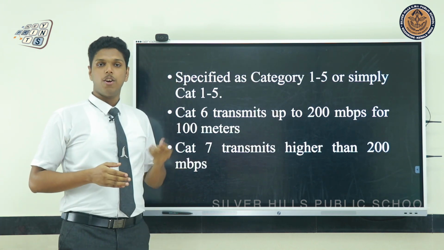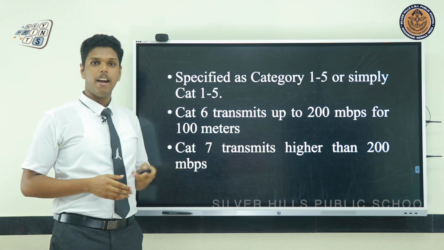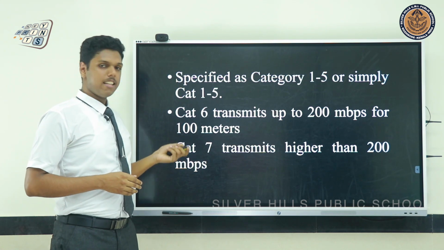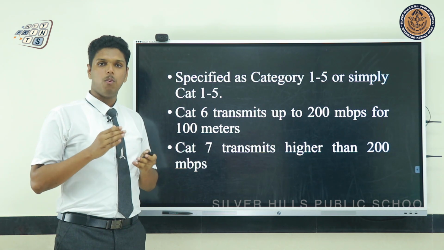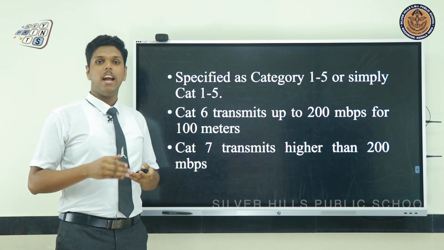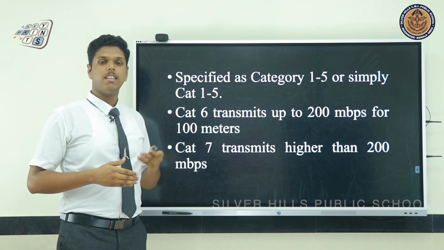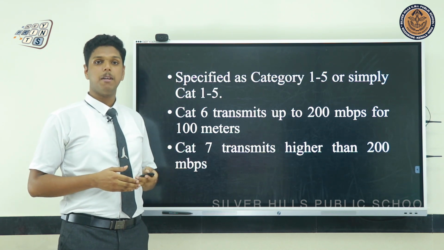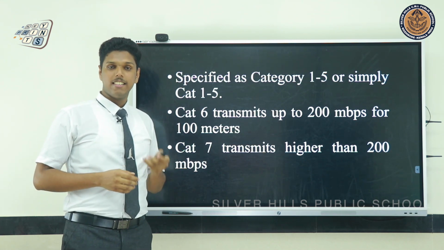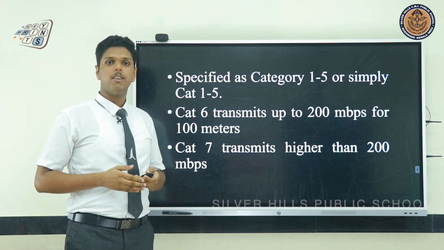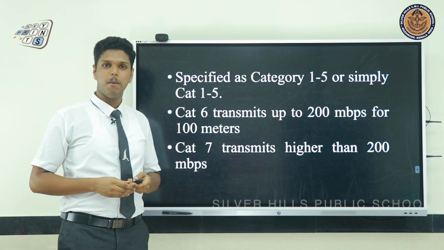There are several categories of twisted pair cables available, and they are divided into category 1 to 5 or Cat 5, and next is category 6 and category 7. So category 1 to 5 or Cat 1 to 5 is mainly used for Ethernet connections, whereas category 6 or Cat 6 is used for transmitting data up to 200 megabit per second for 100 meters very efficiently. And finally, category 7 or Cat 7 is used for transmitting data of higher speed, that is more than 200 megabit per second.